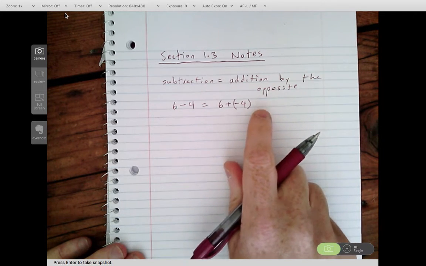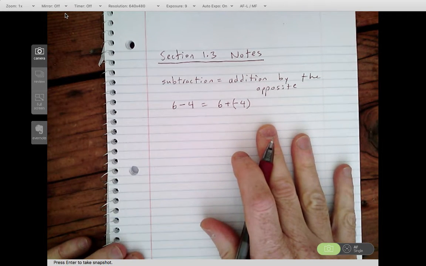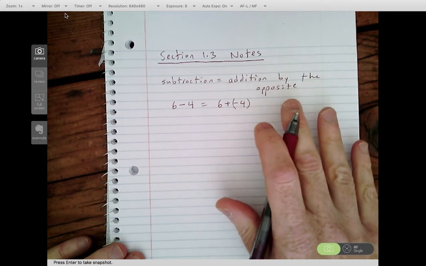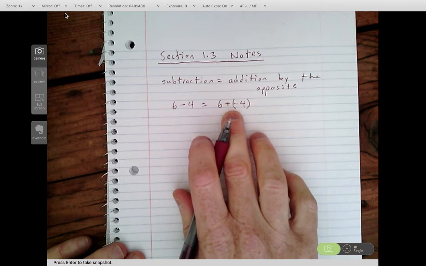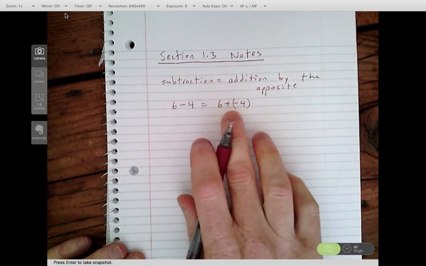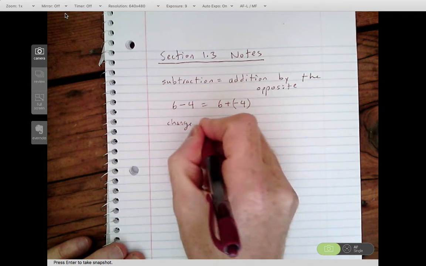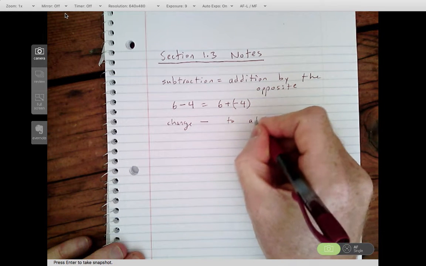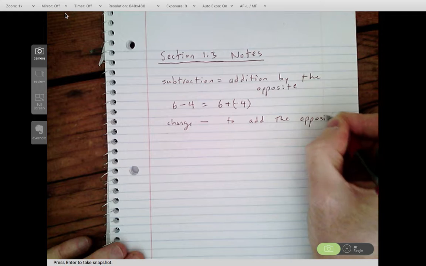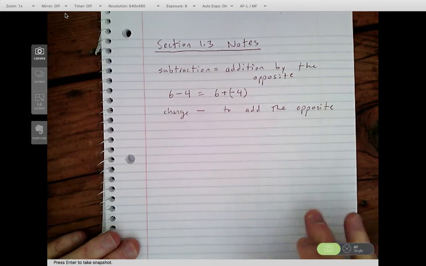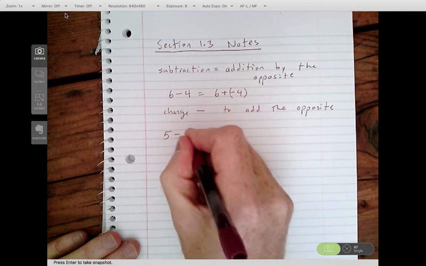So what I'm going to suggest you do is now when we're doing subtraction problems, especially with positive and negative numbers, is that you change them from this to that. So we change the subtraction sign to adding the opposite. So we're going to change subtraction to add the opposite, and I'll show you what that looks like here in a minute. Okay, so for example, let's say we want to do 5 minus 2.